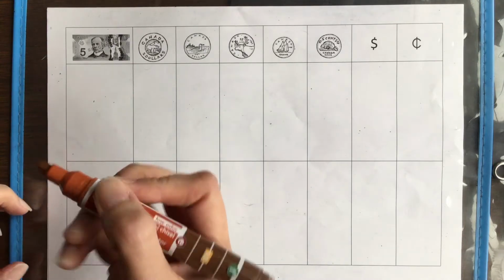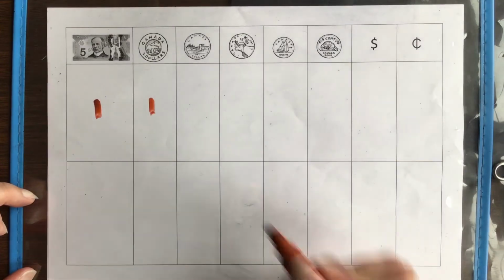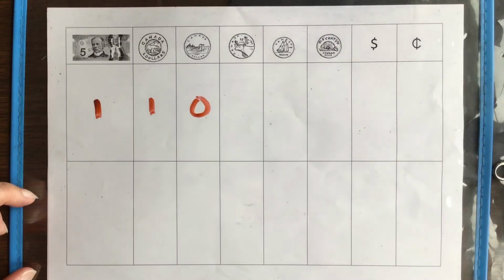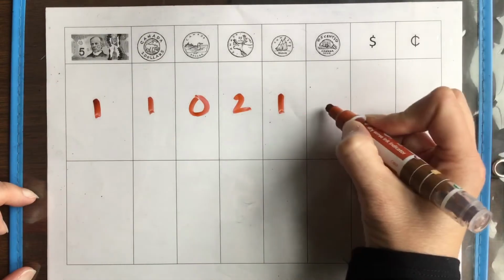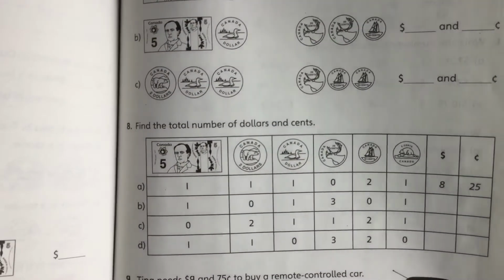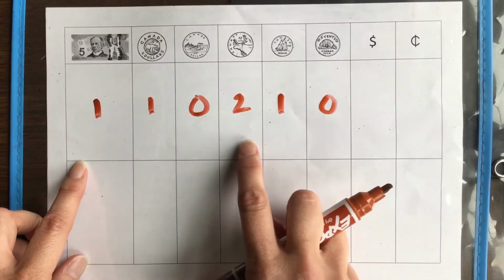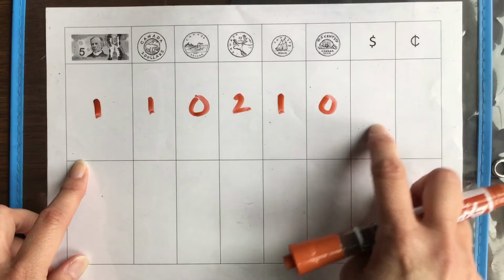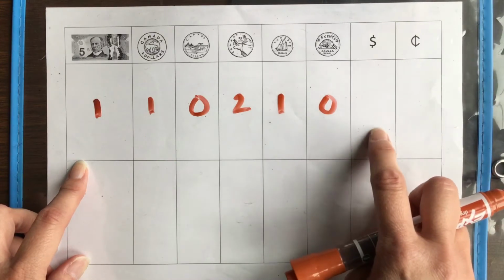Let's say that I have one $5 bill, one toonie, I have 0 loonies, I have 2 quarters, 1 dime, and 0 nickels. Okay, that's just a series of numbers across the board. And it's going to look like this in your Jump Math book. All right? Okay, so now once I know how many of each item I have, I need to find my total of dollars and my total of cents. So let's take a look at the dollars first.